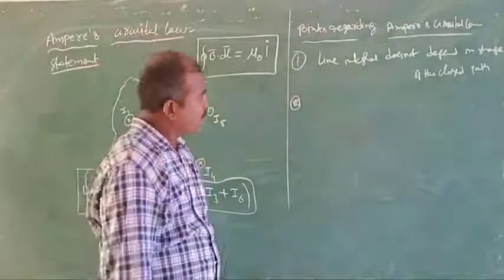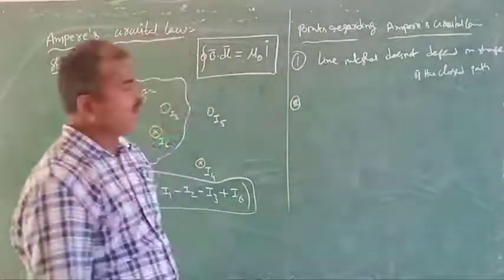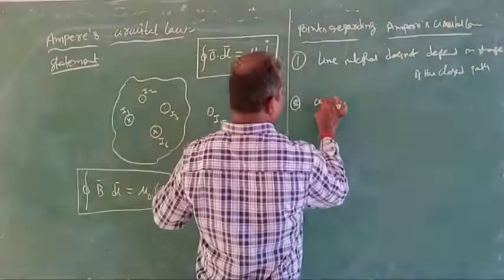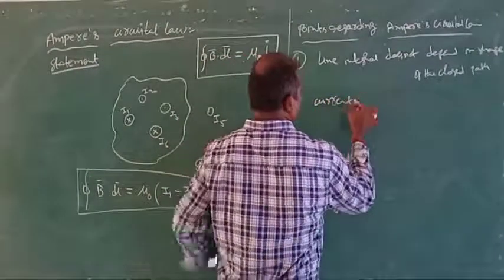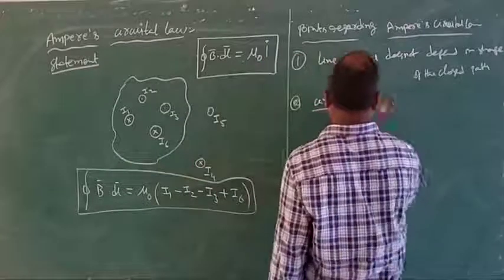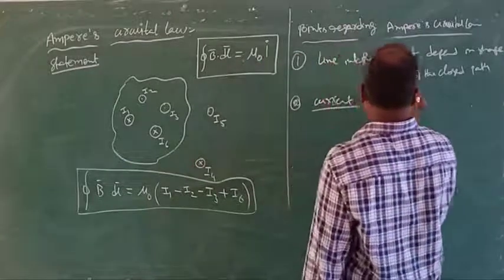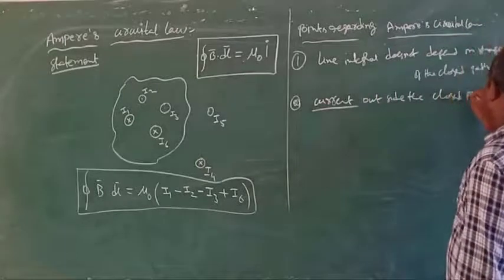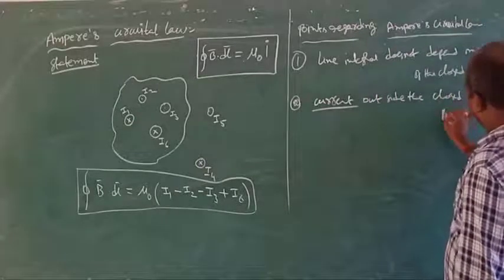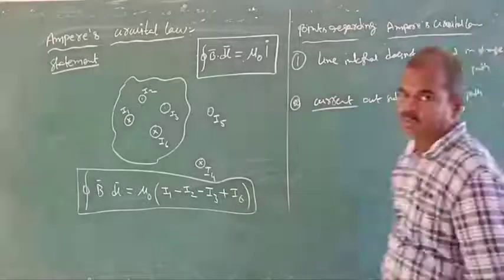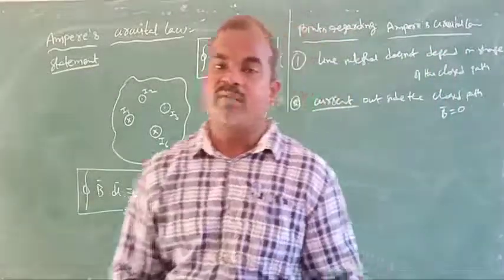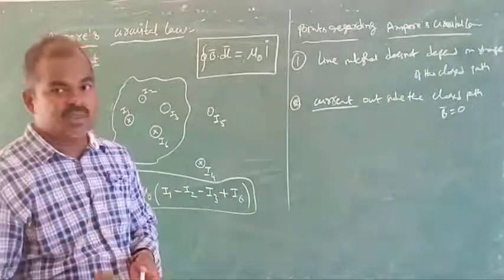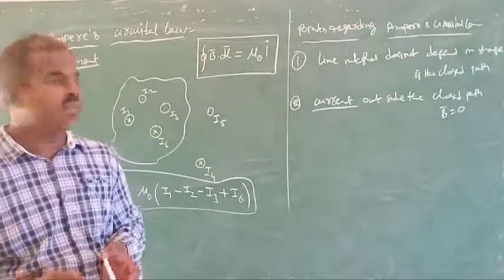The second point is the current outside of the closed path. For a current carrying wire outside of the closed path, the magnetic field induction contribution is 0. B is equal to 0.